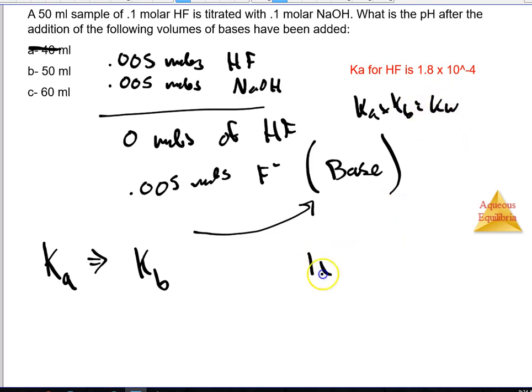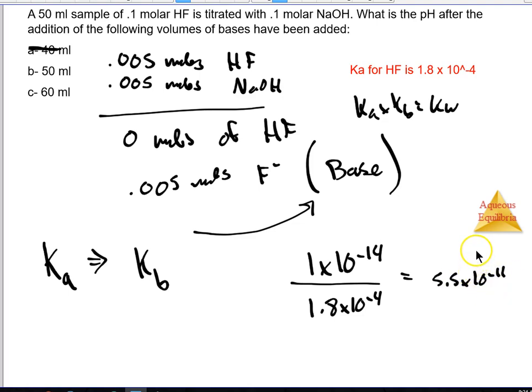And Kw is 1 times 10 to the negative 14. We're going to divide that by this value, 1.8 times 10 to the negative 4. And someone tell me what that answer is. Louder? Okay. Are we okay with that value? Someone else have that on their screen? All right. It's pretty reasonable, so I'm sure it's right.